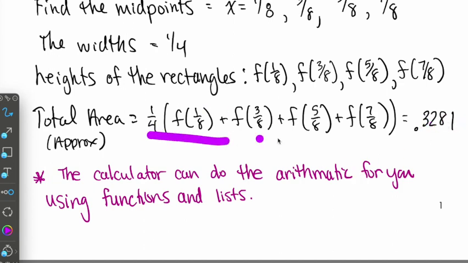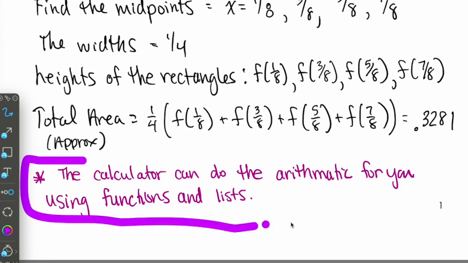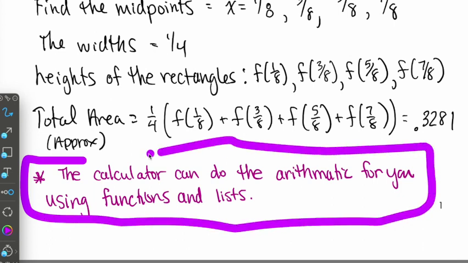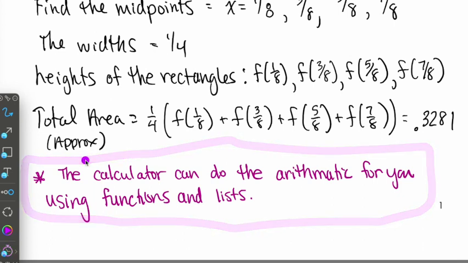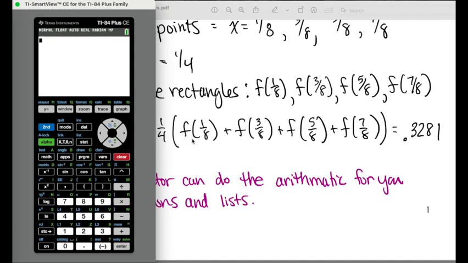Now, you can certainly do this by hand. It's not hard, but it takes a little bit of time. There is a way you can do this on the calculator and let the calculator do the arithmetic for you. To find the area using the calculator, you're first going to go into your function and put in your function, which in this case is x squared.